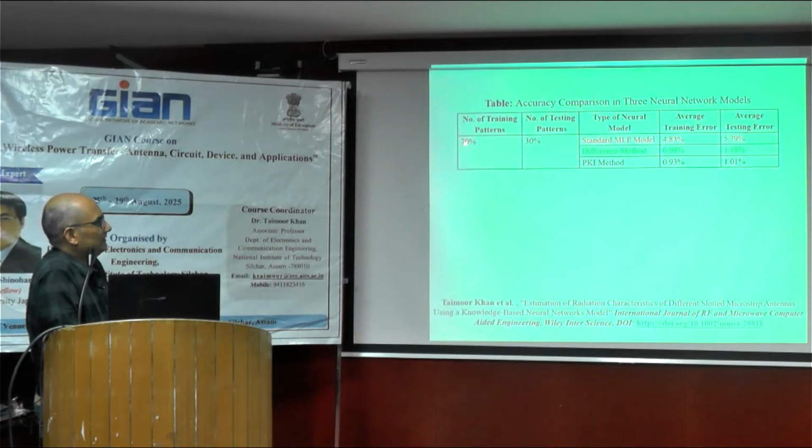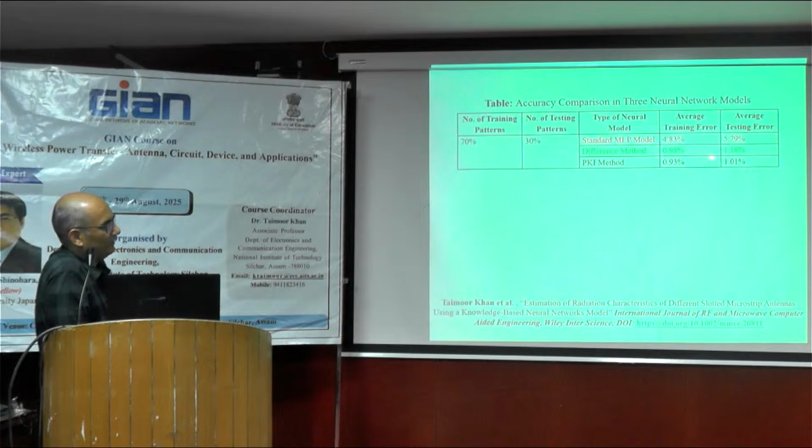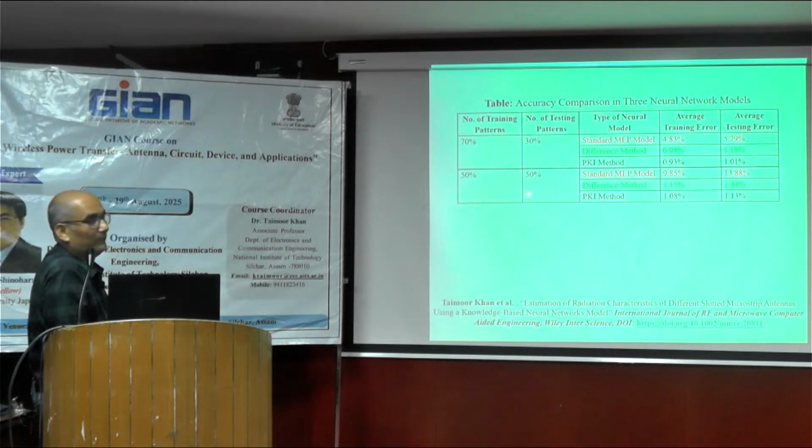Accuracy: when we take the traditional approach of 70% training, 30% testing, just see the error. Standard MLP 5.83%, 5.79%. In the difference method, it is reasonably reduced compared to that. In the PKI method, if you compare the difference method and the PKI method, this case is more accurate than the difference method. Coming to 50%, 50%.